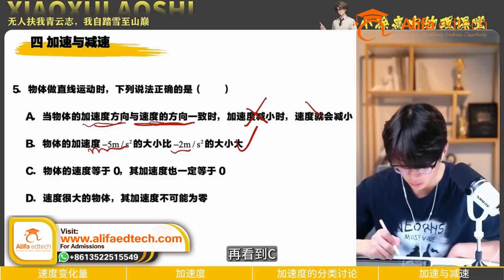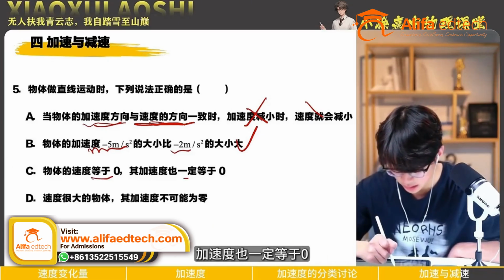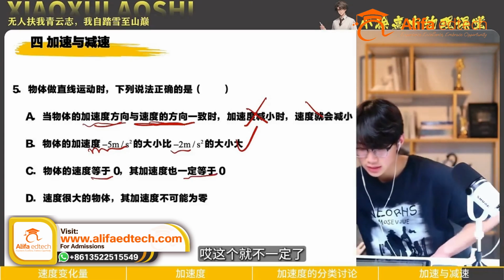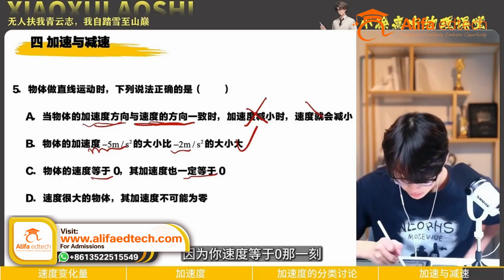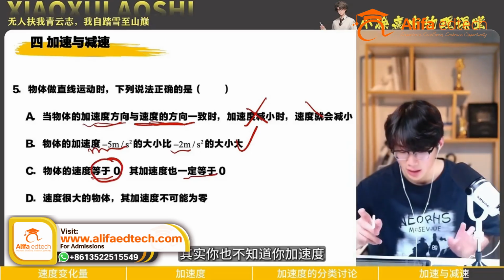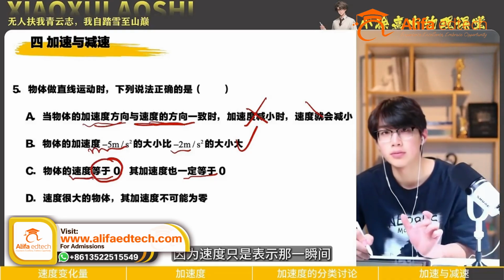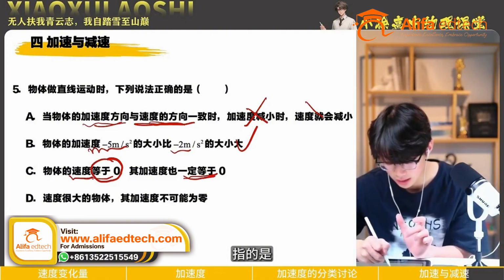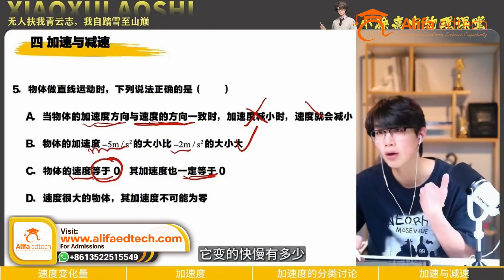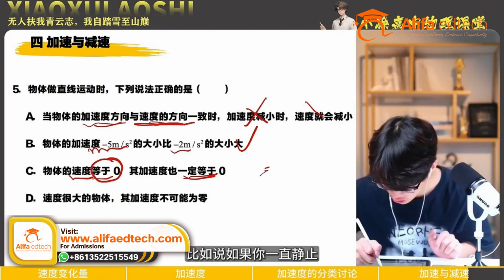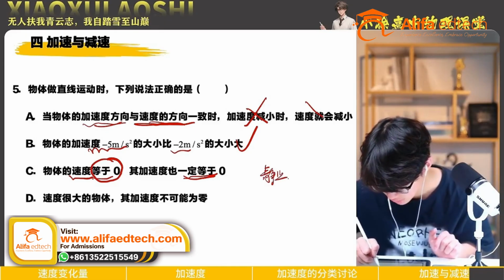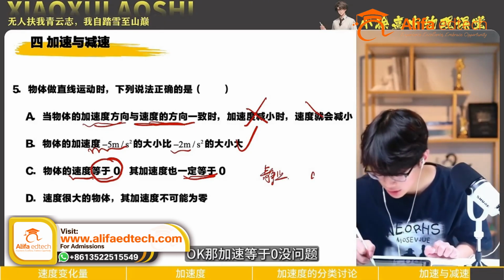Now, let's look at C. When the velocity is 0, the acceleration must also be 0. Well, that's not necessarily true. Why? Because at the moment the velocity is 0, you don't actually know what the acceleration is. Because velocity only represents its state at that instant. But acceleration is about how the velocity is changing, how fast it's changing. For example, if you are always at rest, the velocity is always 0. Okay, then the acceleration is 0, no problem.